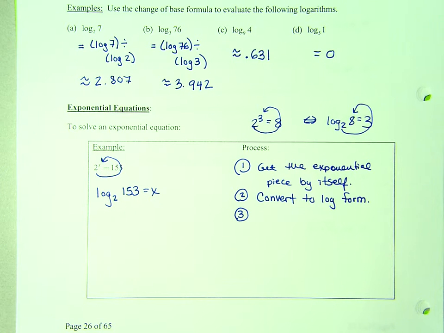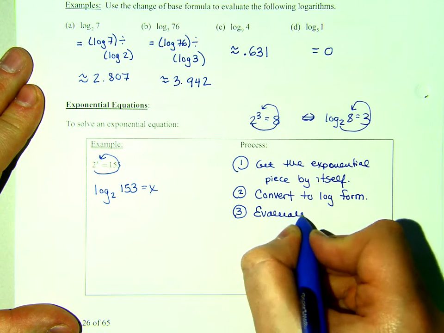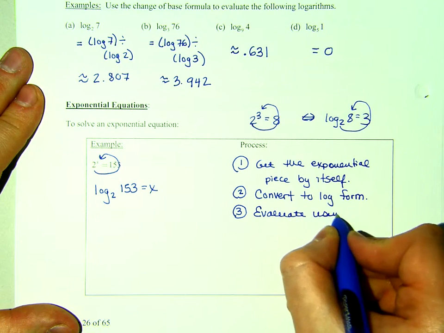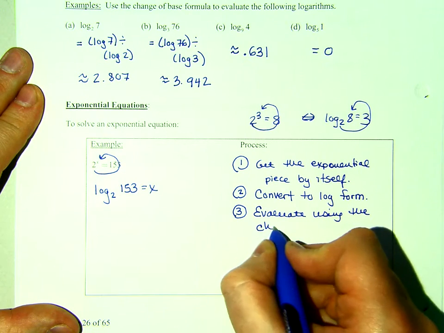Well, now we'll just evaluate using this new formula that we learned. We're going to evaluate using the change of base formula. You just put the log 153 divided by log 2. I don't get why you do that.